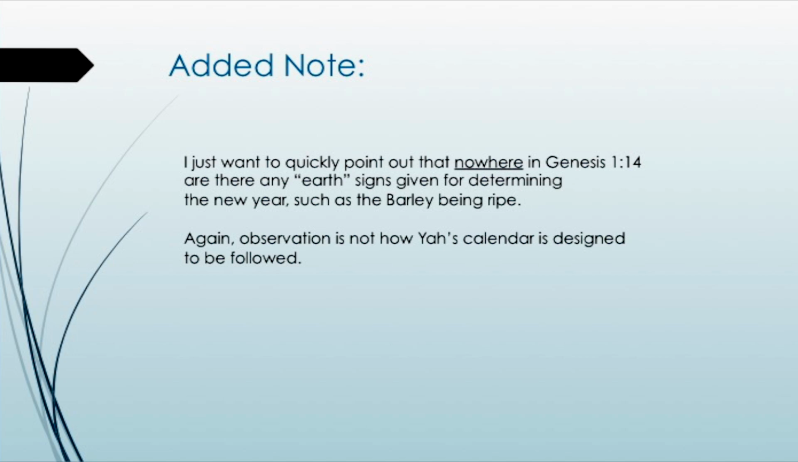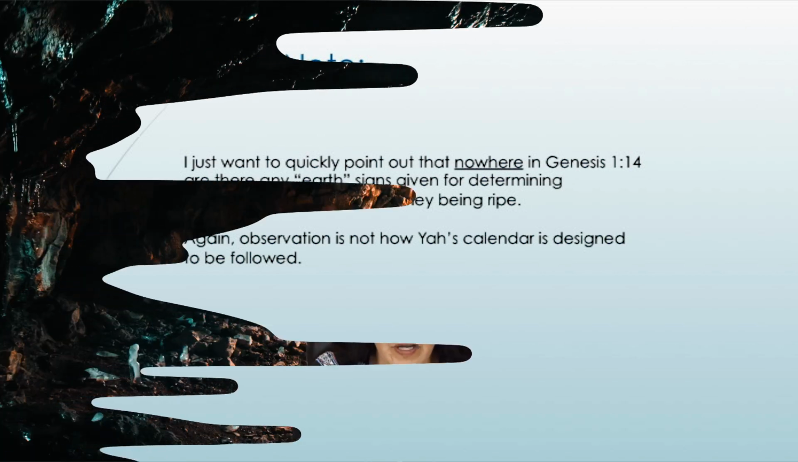So again, observation is not how y'all's calendar is designed to be followed. Observation is only for consent or agreement from the 3 witnesses, the sun, the moon, and the stars, at the equinox, that tells you, yes, when your 364 days is up, you may begin the next year on that Wednesday following the vernal equinox.